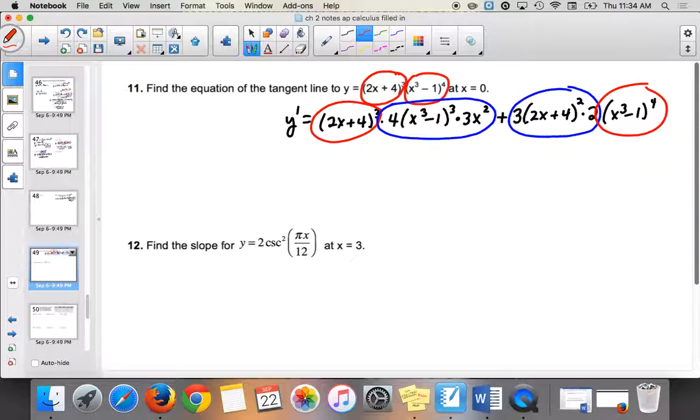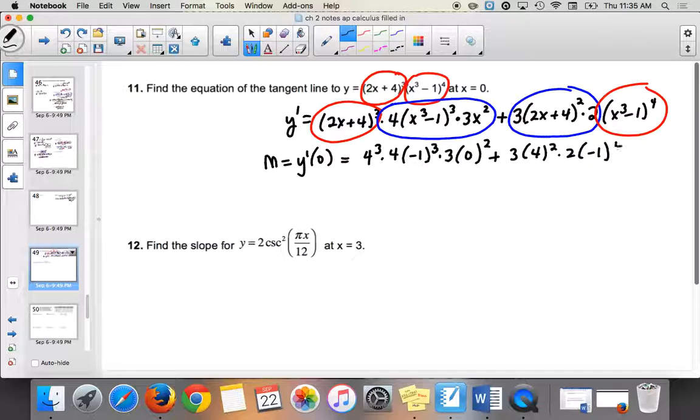All right, so what I always tell people is don't even try to simplify this if you have an x value. We're just trying to find the slope at x equals 0, right? So why would you waste time trying to multiply that out? Please don't. Did you guys see that we just plug in x equals 0? So when we plug in x equals 0, we get 4^3 times 4 times (negative 1)^3 times 3 times 0 squared. That's exciting. That all goes away, plus 3 times 4^2 times 2 times (negative 1)^4. So this whole first part is gone. You get it?